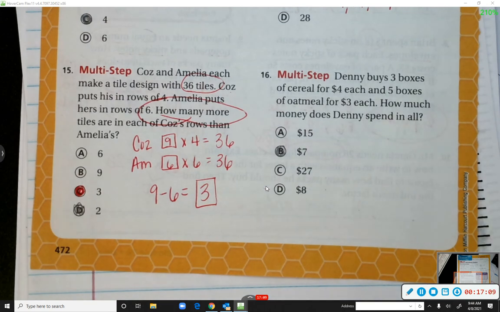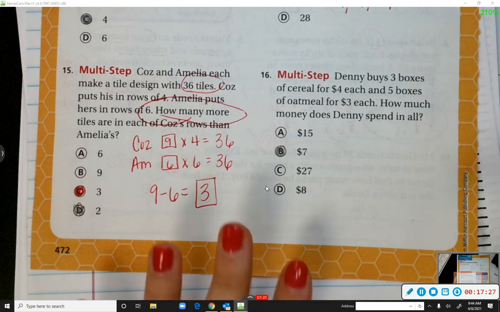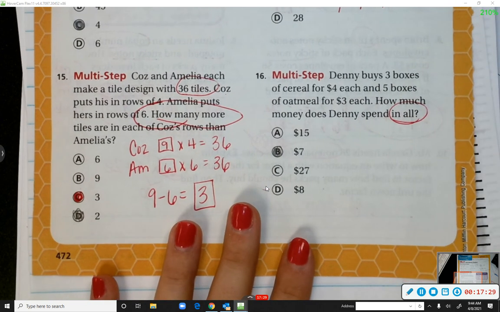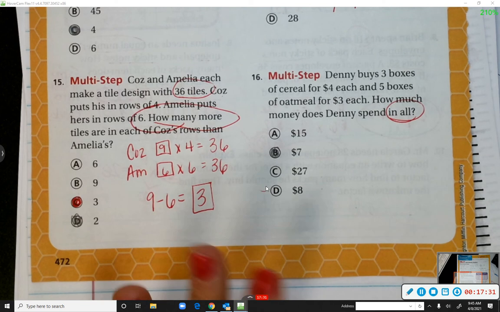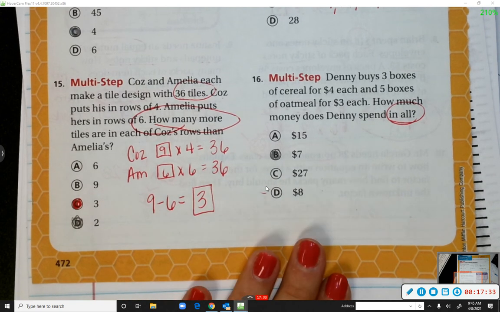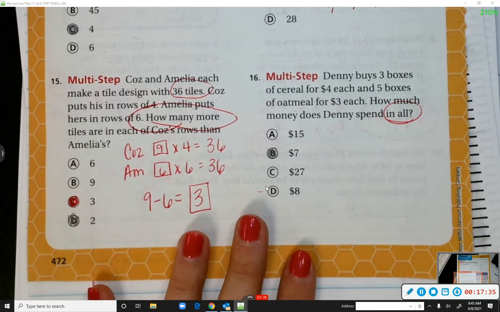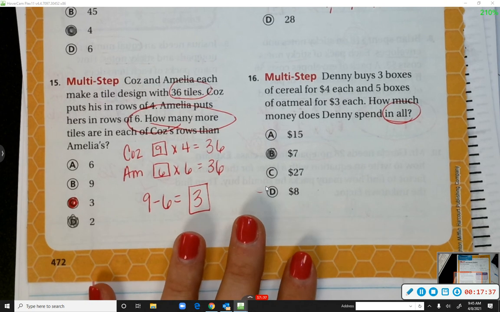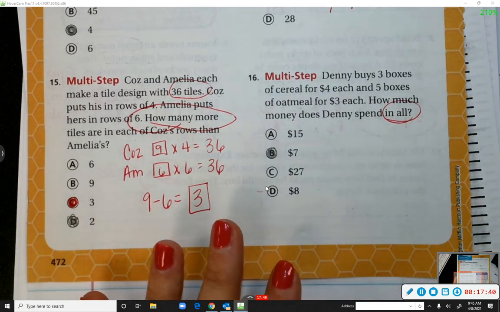Okay? And the last one, Denny buys 3 boxes of cereal for $4 each and 5 boxes of oatmeal for $3 each. How much money does Denny spend in all? So what does that mean, in all? Add, okay? Well, first we need to figure out how much he spent on cereal and oatmeal, right? So how am I going to figure out how much he spent on cereal? Kelsey?